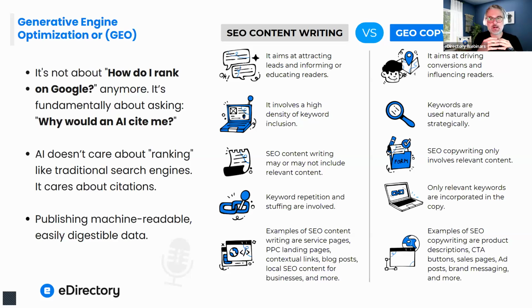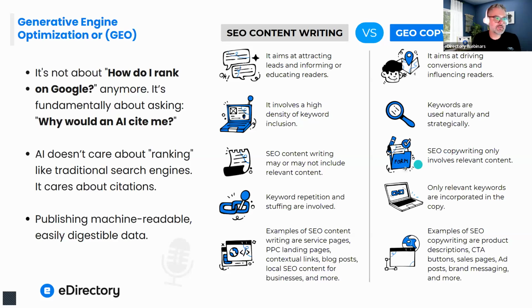And another one would be to publish machine readable, easily digestible data. So in this chart here, we can see the column of SEO and the column of GEO copywriting. So I'll just read the GEO. It aims at driving conversations and influencing readers. Keywords are used naturally and strategically. Again, don't stuff keywords in your listings or your blog posts.